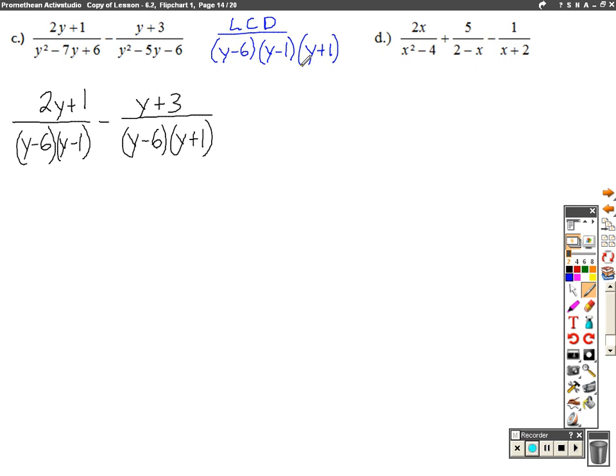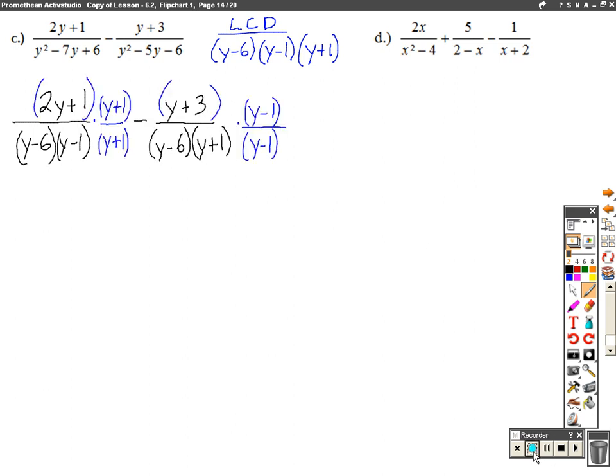Then I'm going to make each of these denominators look like that LCD. So this first denominator is missing a y plus 1, so I'll multiply top and bottom by y plus 1. And then the second denominator is missing a y minus 1, so I'm going to multiply top and bottom by a y minus 1.